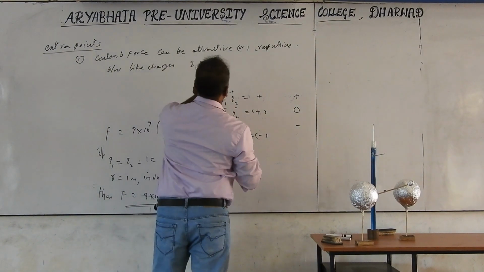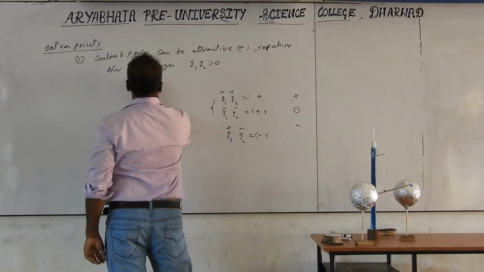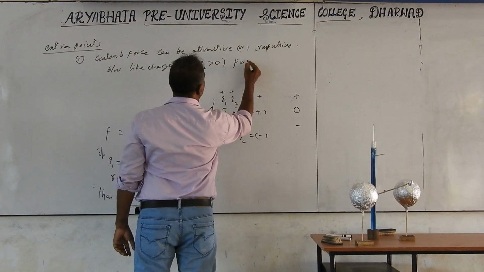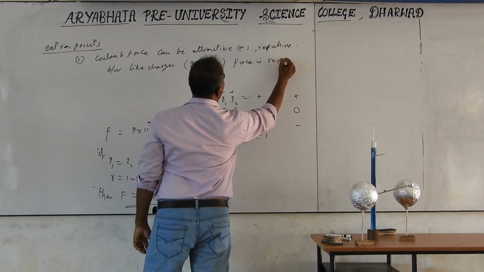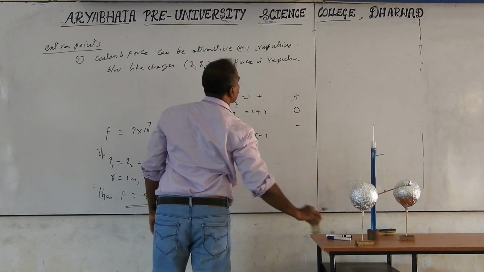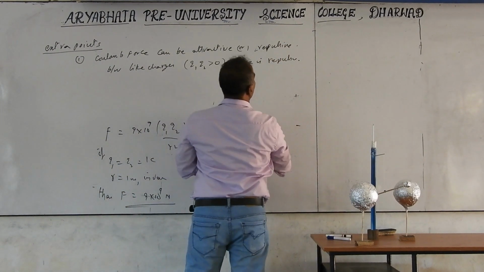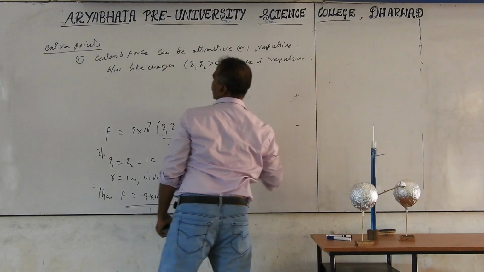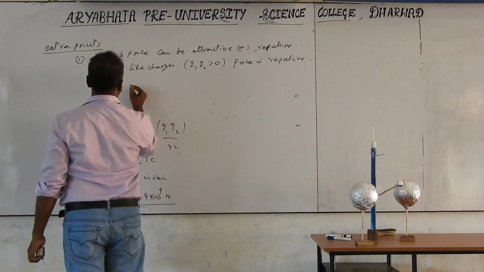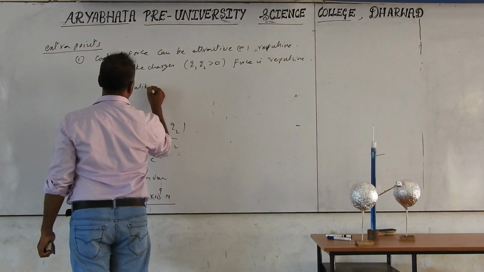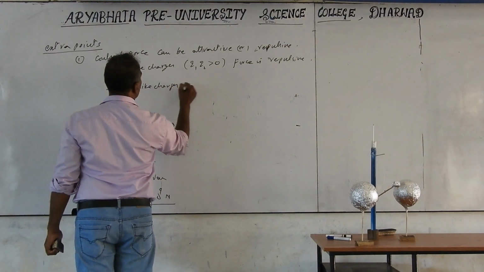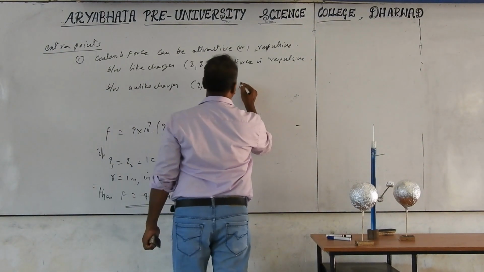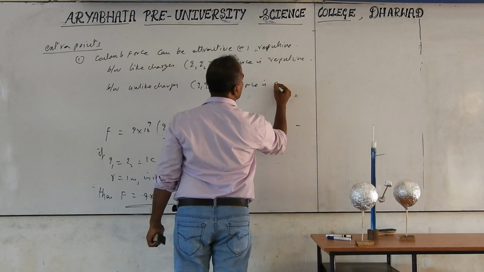Coulomb force can be attractive or repulsive. Between like charges, Q1 Q2 greater than 0, the force is repulsive. And between unlike charges, meaning Q1 Q2 is less than 0, the force is attractive.